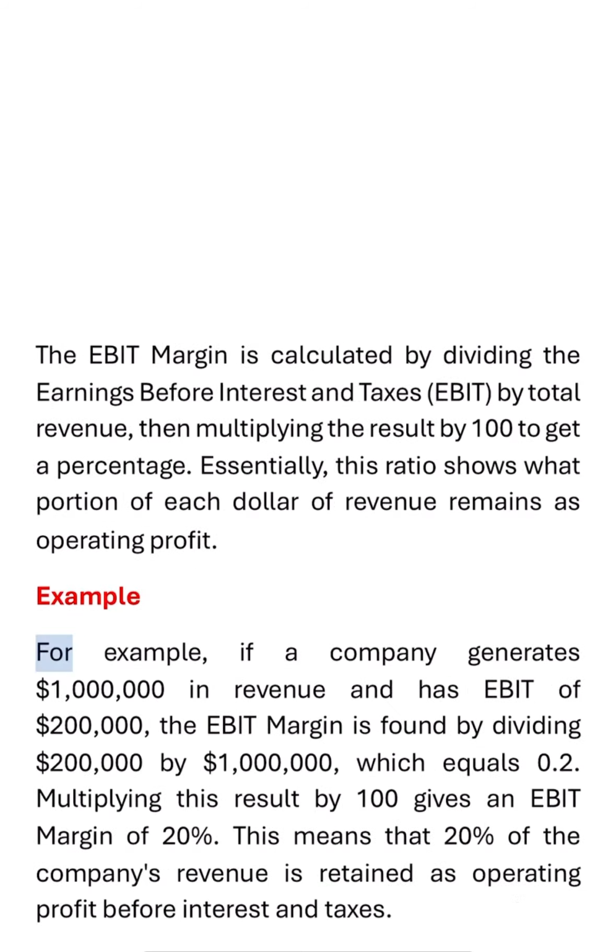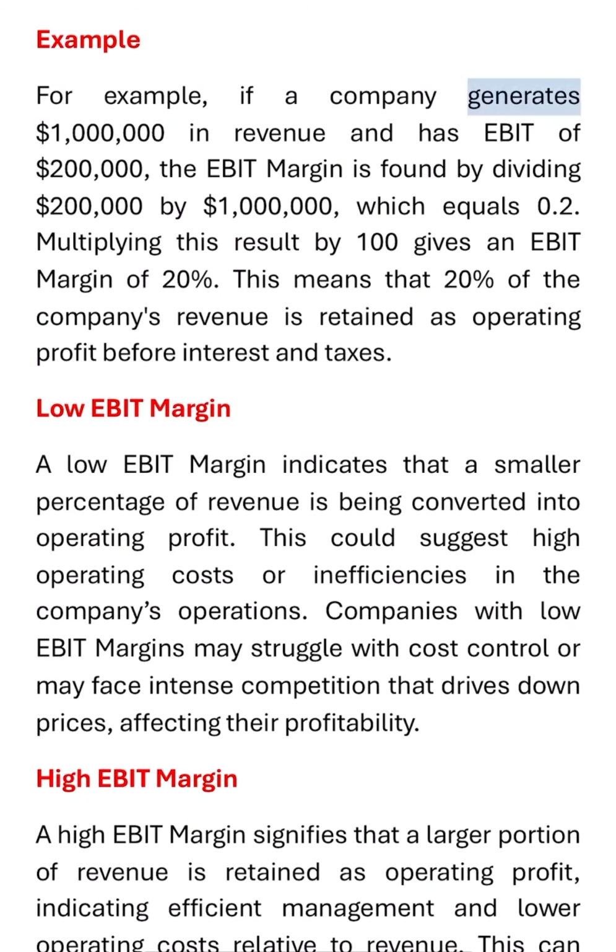Example. For example, if a company generates $1 million in revenue and has EBIT of $200,000, the EBIT margin is found by dividing $200,000 by $1 million, which equals 0.2. Multiplying this result by 100 gives an EBIT margin of 20%. This means that 20% of the company's revenue is retained as operating profit before interest and taxes.